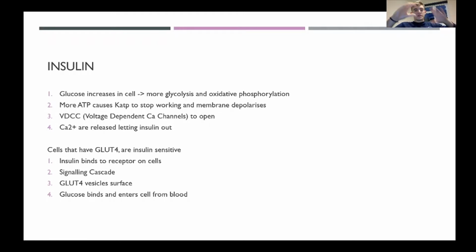So if you think about a cell, we've got a cell here. Inside we've got little vesicles which have GLUT4 transporters on the inside, and the PI3 kinase cascade will cause these to reach the surface of the membrane and attach to it, spreading out, so all the receptors are now facing out. This will allow glucose to bind to them and then enter from the blood into the cell and then be taken in by endocytosis.